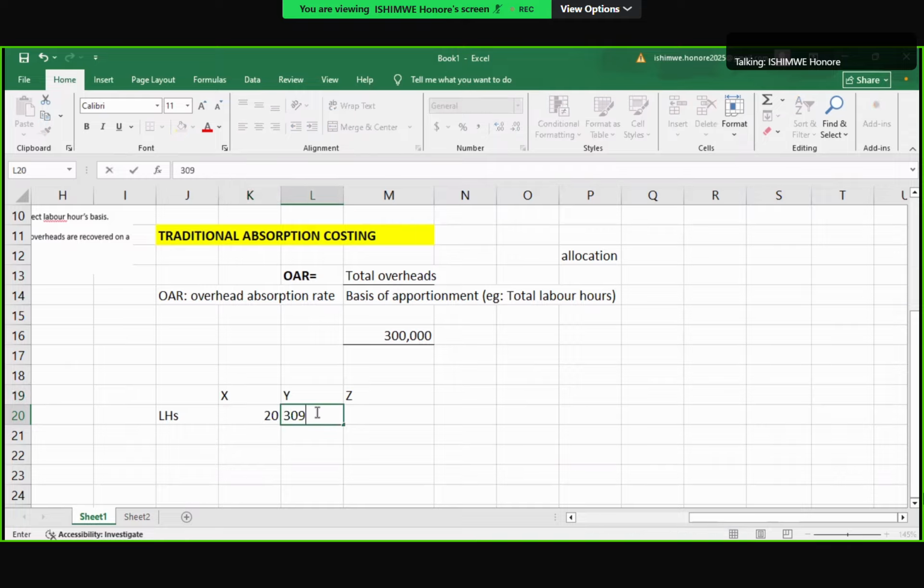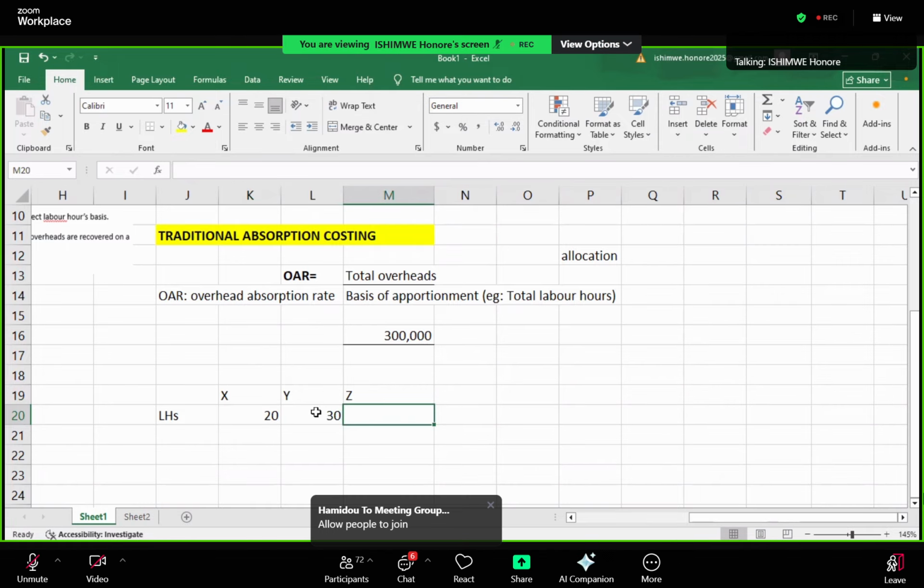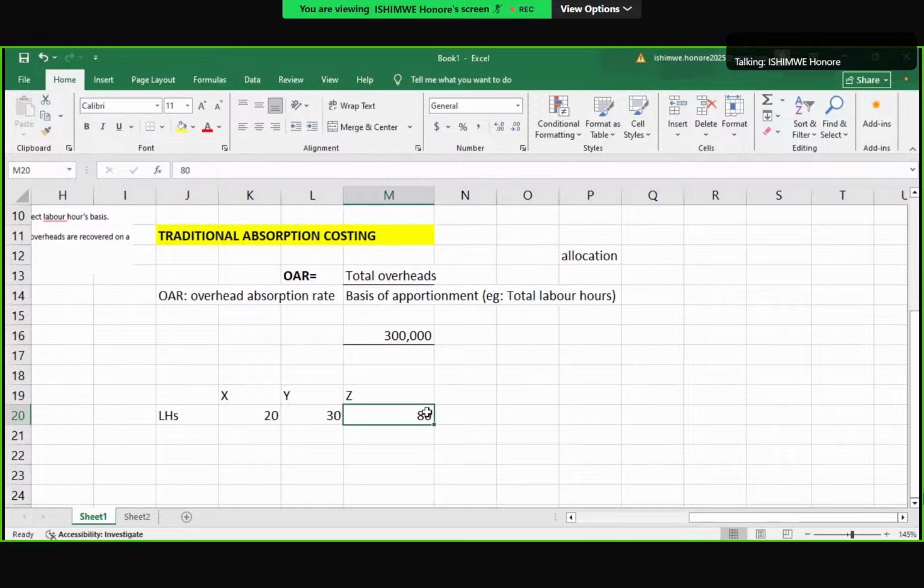So here we can say 30. It's an example. And here I can put also 80. That's an example. Let me use 70 instead. So the total hours will be 20 plus 30 plus 70. That is the total hours I'll be having. So here I can determine the overhead absorption rate. What is my overhead absorption rate? That's what I'm determining now.